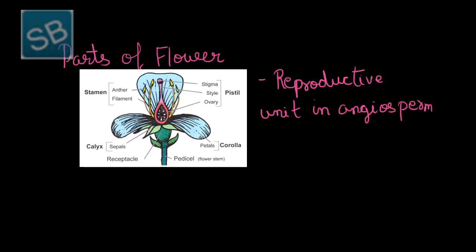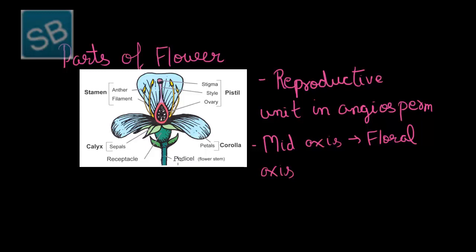Now, as it can be seen from the figure, the main axis or the middle axis of the flower is known as floral axis. Now the tip of this axis, which is swollen and expanded, is known as receptacle or thalamus, where the stalk, a long elongated portion known as pedicel, occurs. It is considered as the flower stem.